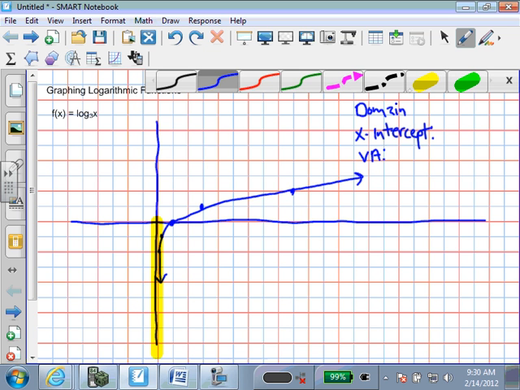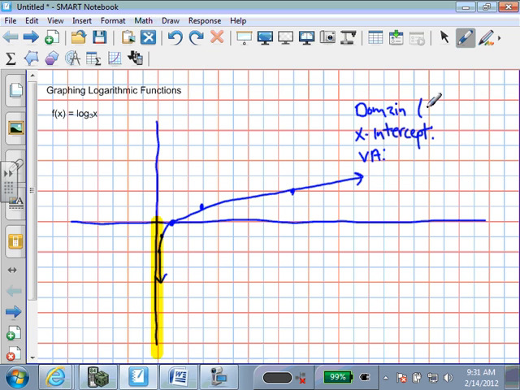So when we talk about these, we talk about the domain as 0 to infinity. Obviously, the range is negative infinity to infinity. The x-intercept is 1, 0. And we now have a vertical asymptote at x equals 0.